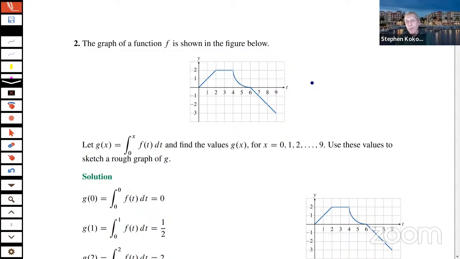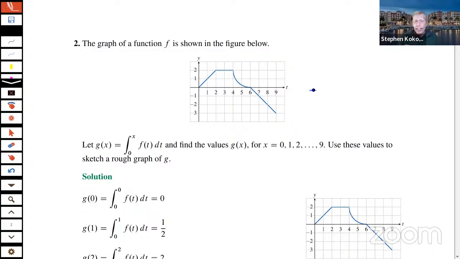So here's the graph of a function shown up above here, and it's made up of a couple of line segments, and you can probably see a quarter circle in there. I wanted to add that in there because there was actually a question that involved something like this on the AP exam a few years ago, and students had a difficult time with it.